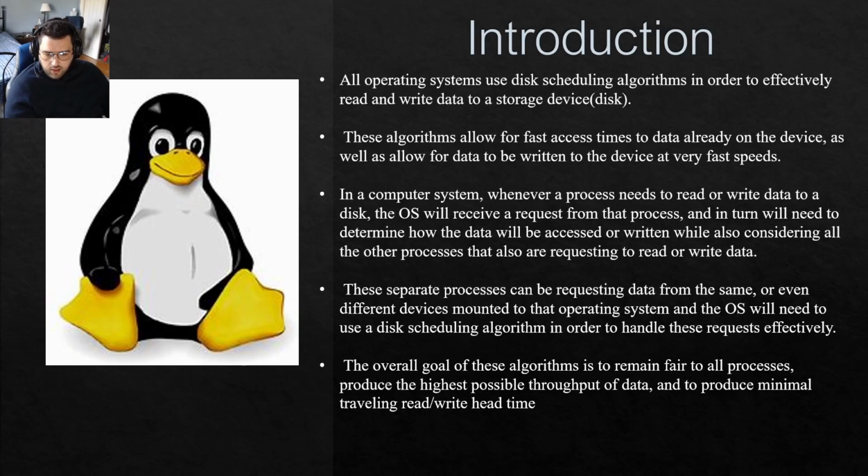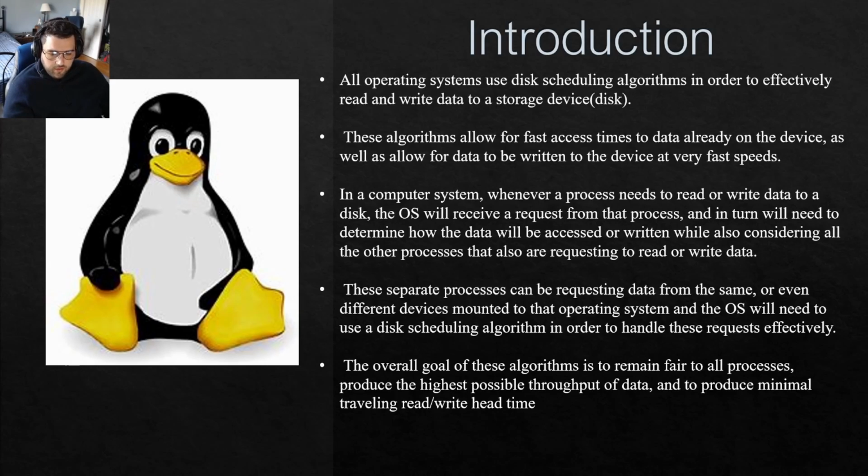Whenever a process needs to read or write data to a disk, the operating system will receive a request from that process and then will determine how the data will be accessed or written. The operating system also needs to consider all other processes that are requesting to read or write data and then determine the priority of each one of those so that it can create a hierarchy of high priority and low priority tasks. These separate processes can be requesting data from the same or even different devices mounted to that operating system, and the operating system will then need to use disk scheduling algorithms in order to handle these requests effectively and allow the OS to run smoothly.